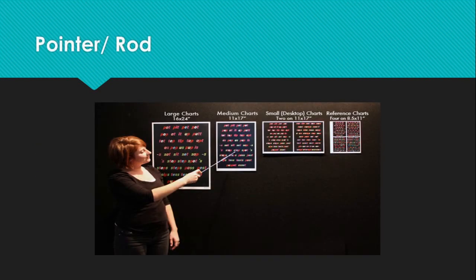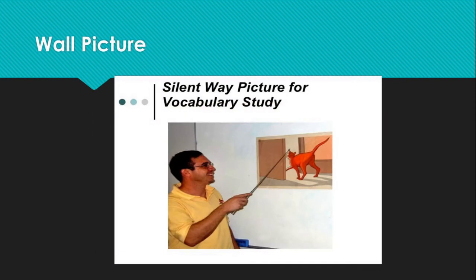Pointer or rod is also used in the silent way. Now, a pointer or a rod can indicate the stress, speed, rhythm, as well as intonation. Now, the right use of the pointer along with the chart will help the learner produce an indefinite number of sentences. Silent way also makes use of wall pictures. Wall pictures present drawings of everyday life, and that is used for the expansion of vocabulary.